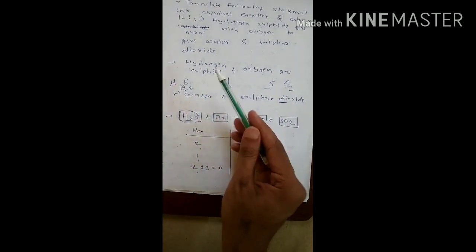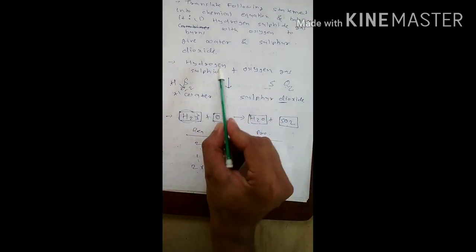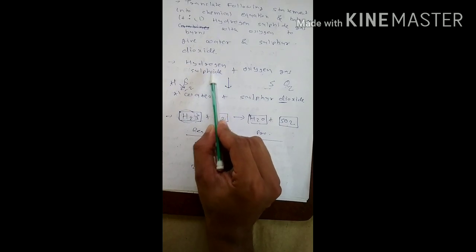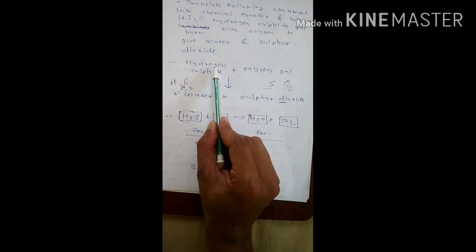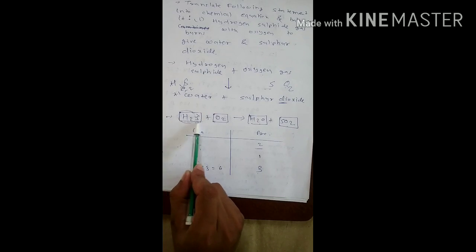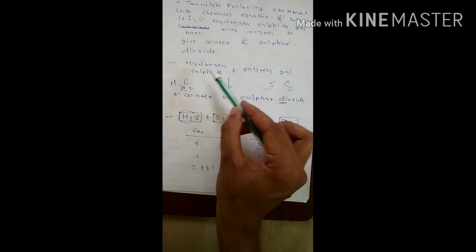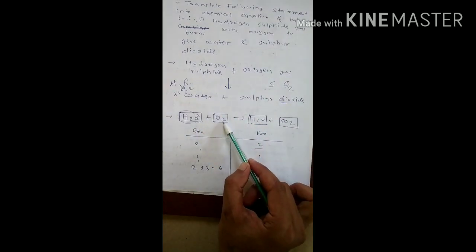Now I want to write down the formulas of those four components. Okay, so first of all I have to write the formula for hydrogen sulfide. How will I write the formula of hydrogen sulfide? Here I have written hydrogen, which has +1 valency, and sulfur, which has -2 valency. So by cross multiplication you get the formula H2S. So this is the formula for hydrogen sulfide. Oxygen gas has the formula O2.